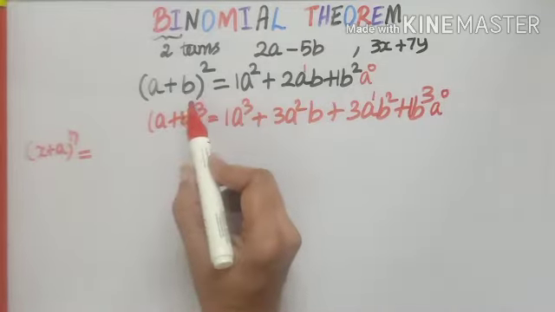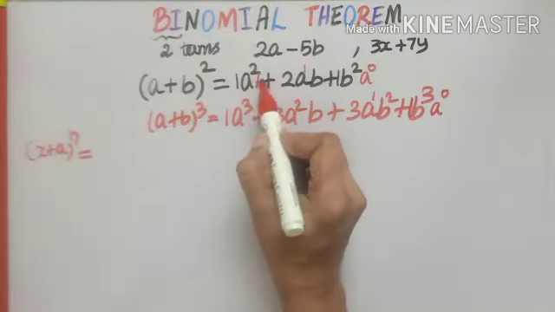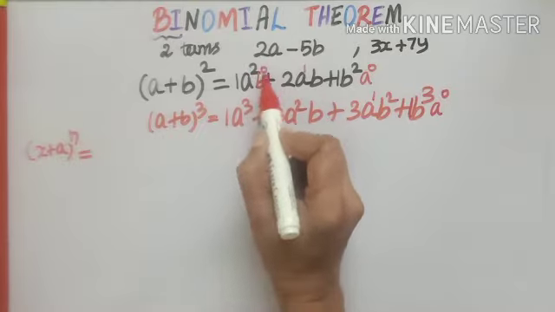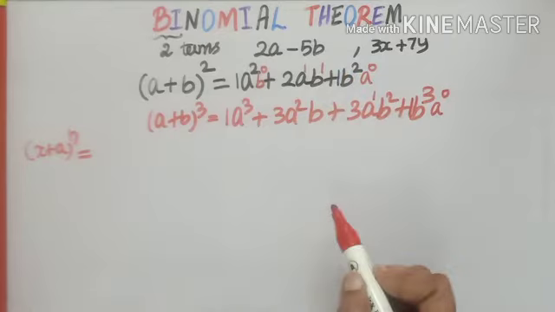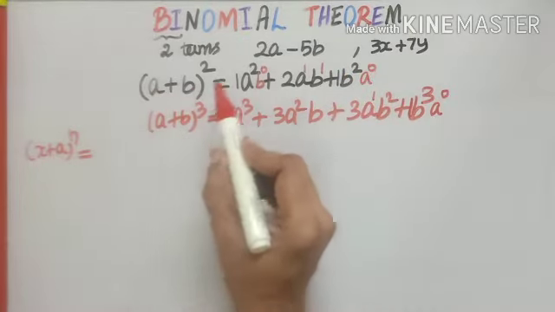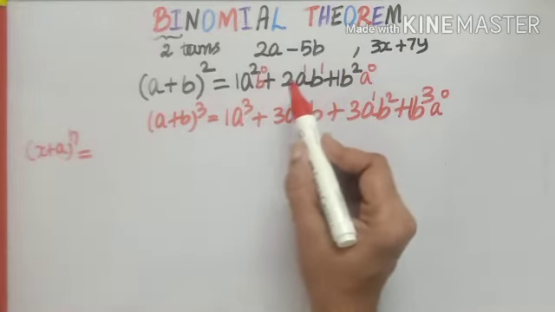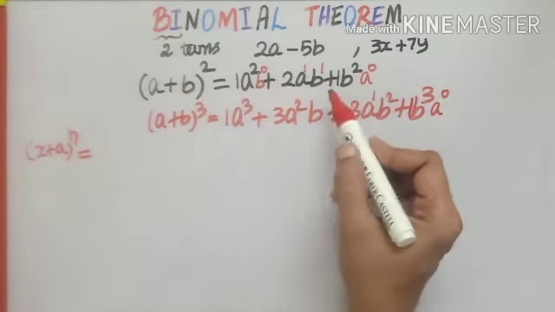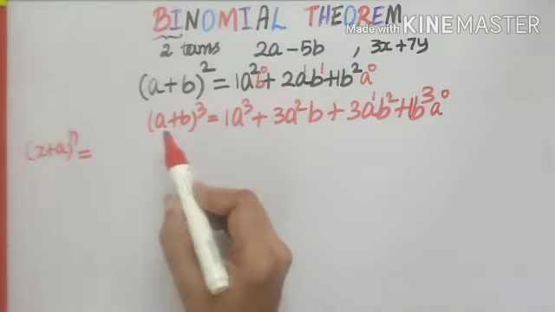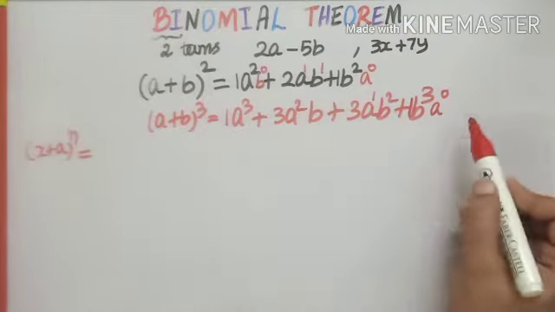What about the second term? First time it is not coming. I can write it as b power 0, then b power 1, then b power 2. So, first term keeps on decreasing in the power. Second term keeps on increasing in the power. The same idea I can see here also.